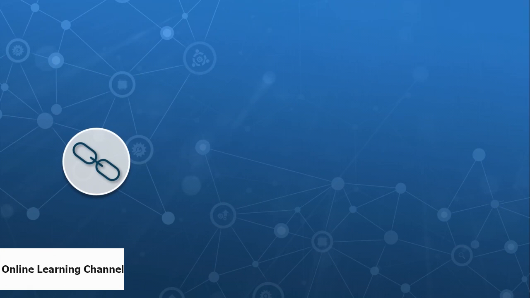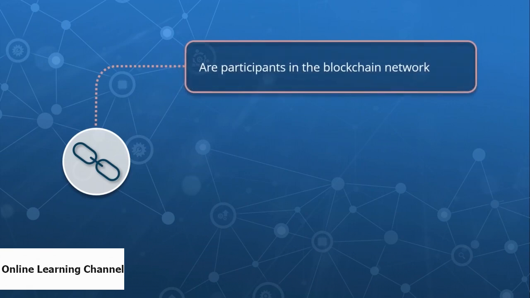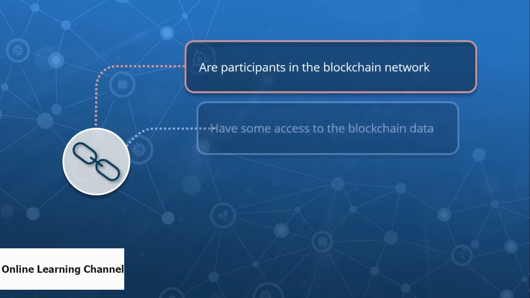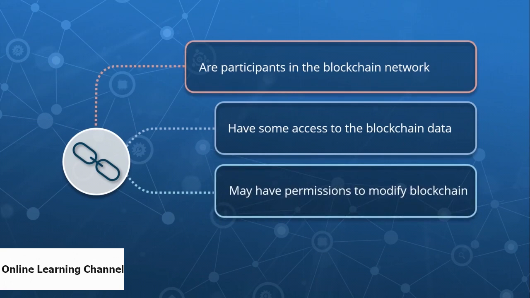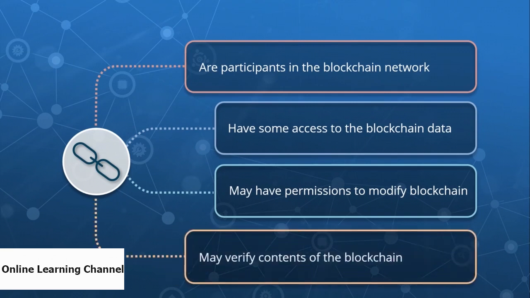So each of these, as we have seen, are considered participants in the blockchain network, and the nodes may have access to at least some of the blockchain data. That is, they will be able to access the records which are stored on the blockchain. In addition to reading from the blockchain, some of the nodes may also have the ability to write to it. And since the records which have already been written to a blockchain cannot be modified, modification of a blockchain essentially means adding new records. And in order to ensure that the contents of a blockchain have not been modified, nodes will also have the ability to verify the contents of the blockchain.